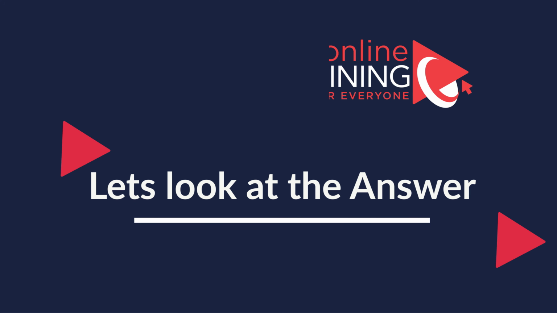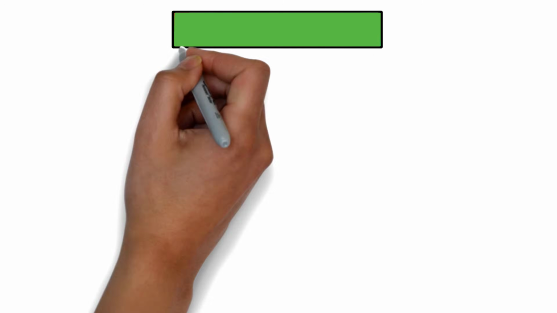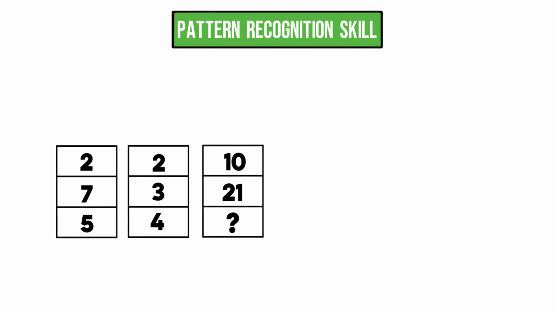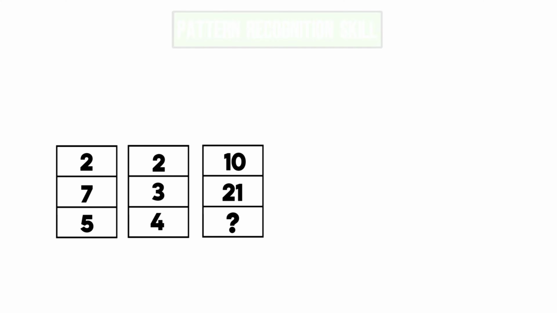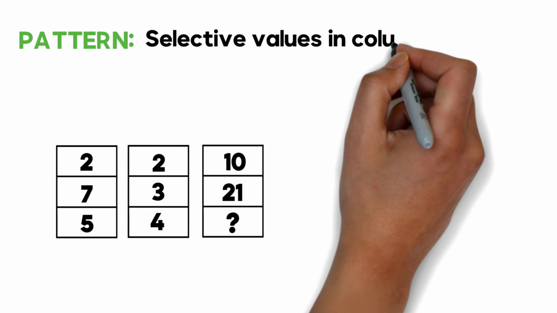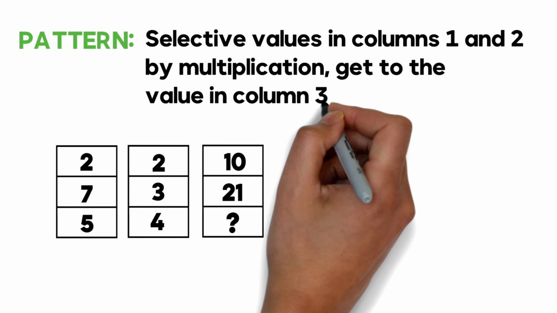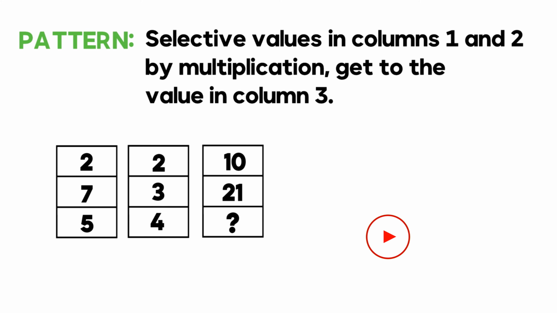Let's continue to see how we can get to the correct solution together. The most important skill to solve these types of problems is pattern recognition skill. To recognize the pattern, you need to look closely into each column. Selective values in columns 1 and 2 by multiplication get to the value in column 3, and this is our pattern. Let's take a closer look for the values that are already present.